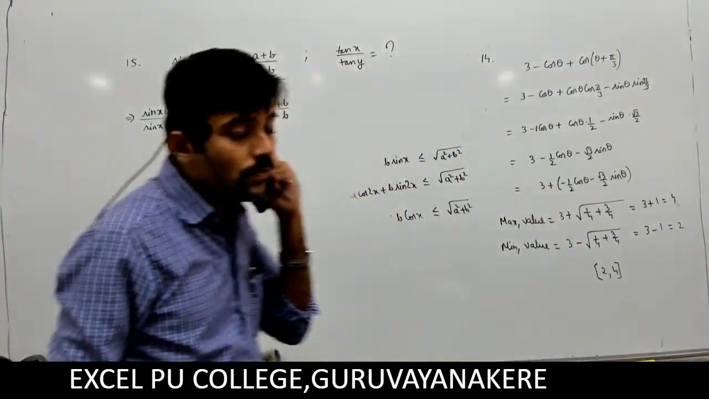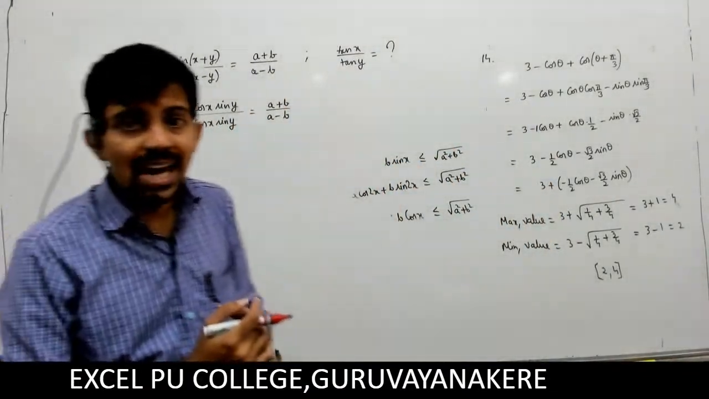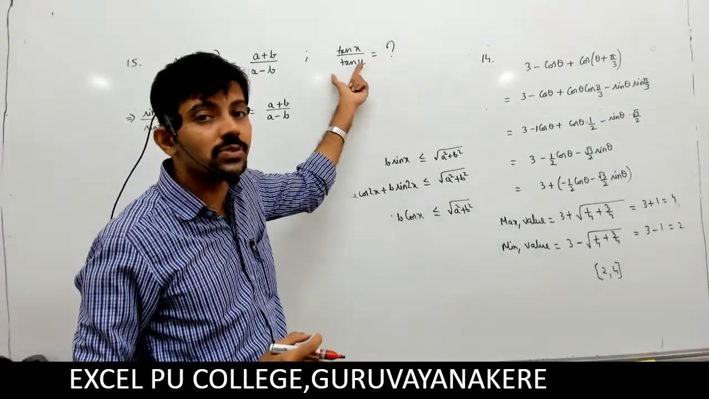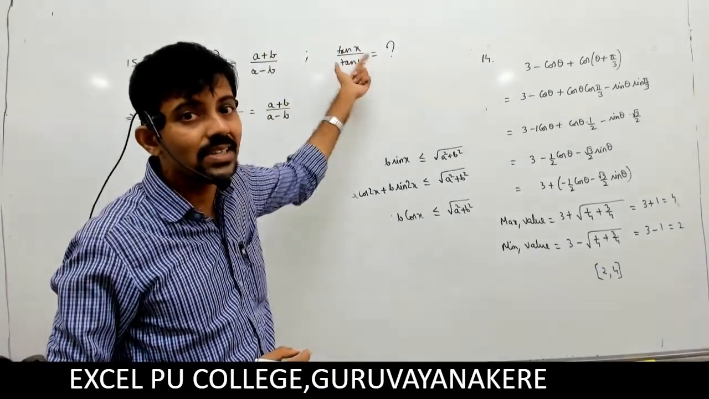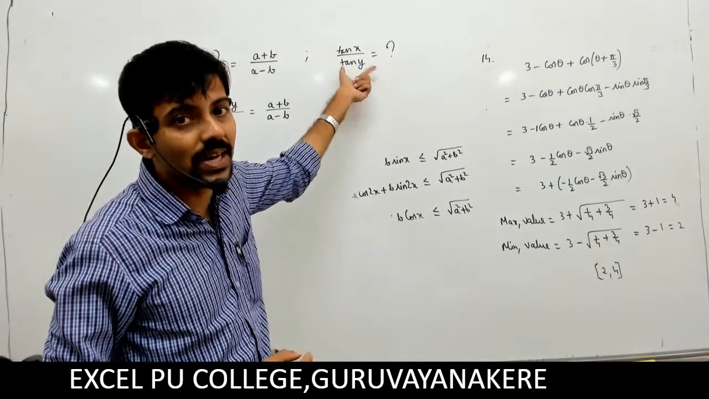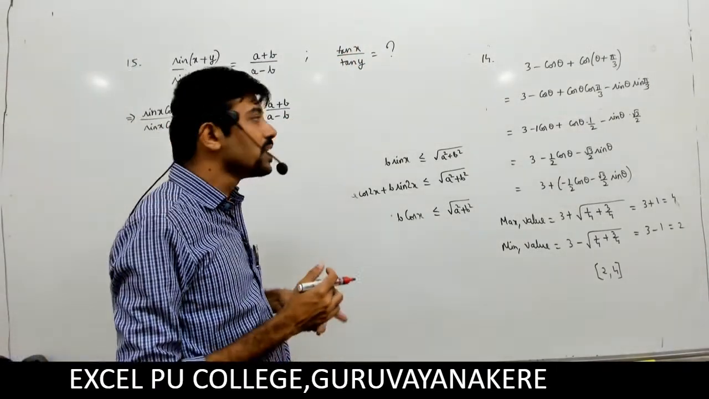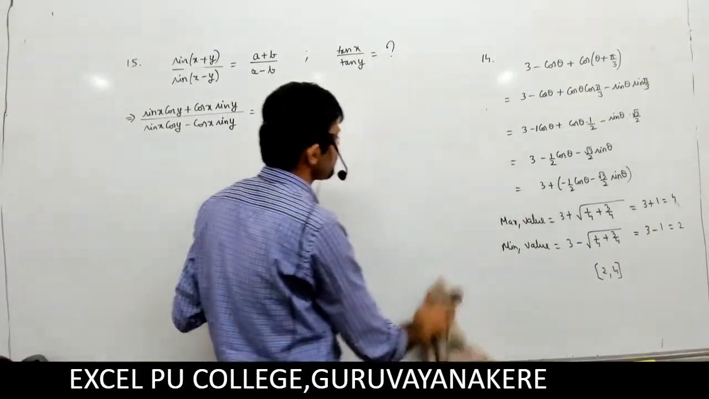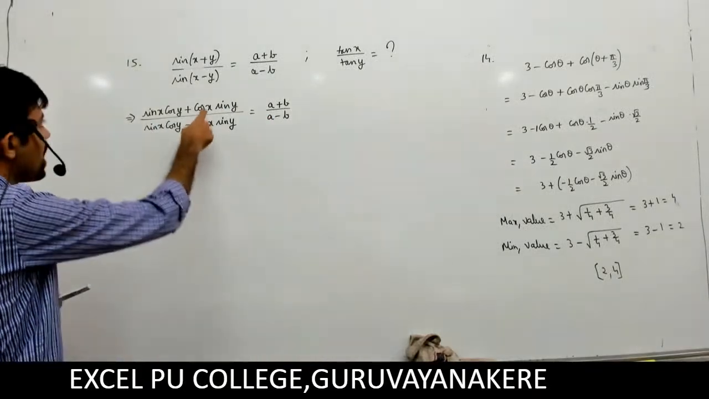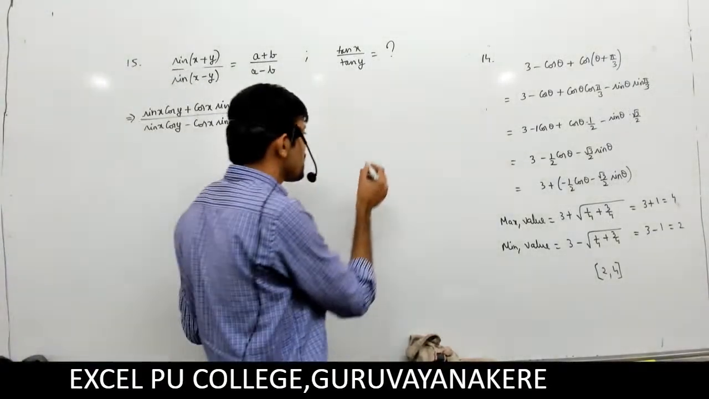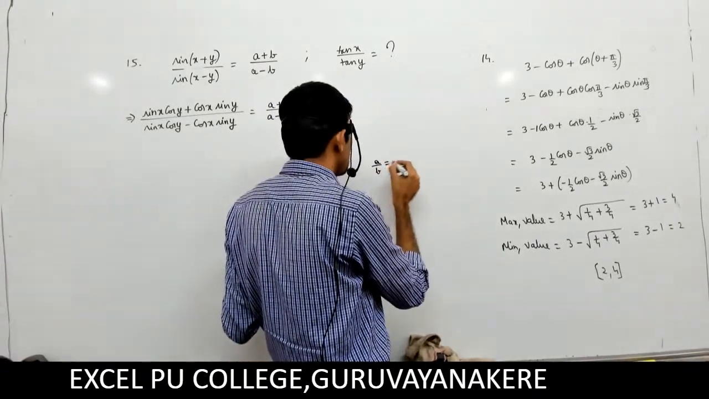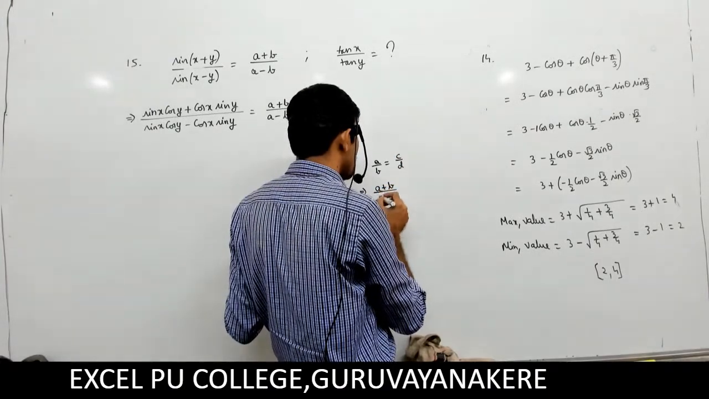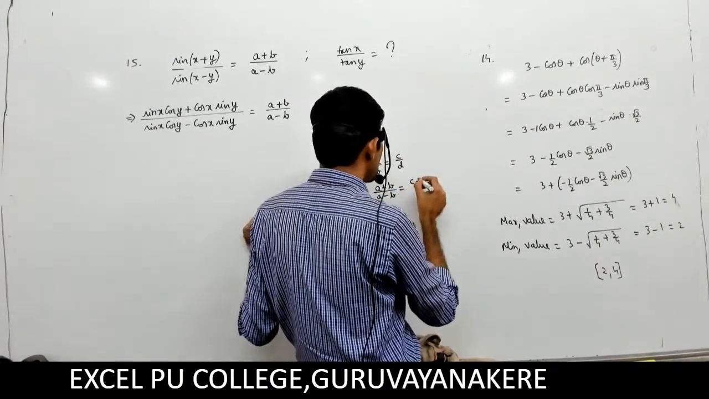Correct? Now, I use the property of ratio. Our aim is to get the value of tan x by tan y. First of all, you must know what is given and what is required. This is the given data, this is the required data, this is what to find out: tan x by tan y. So to find tan x by tan y, we apply the property of ratio. You know, if a by b equals c by d, this implies a plus b by a minus b is equal to c plus d by c minus d.